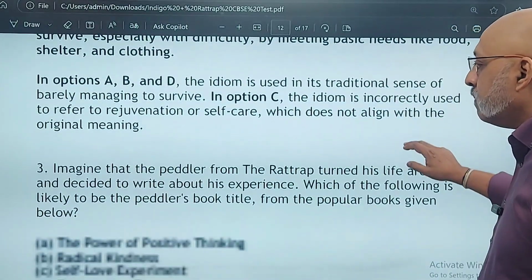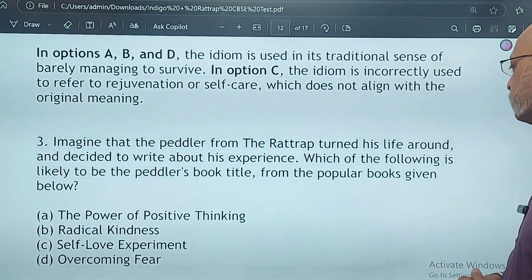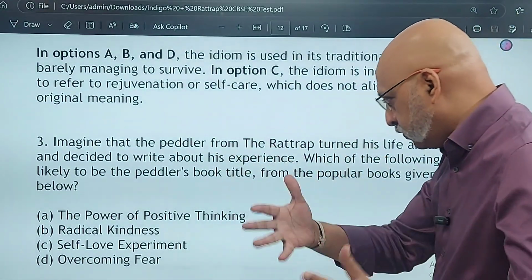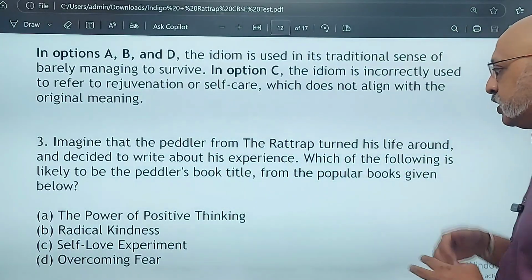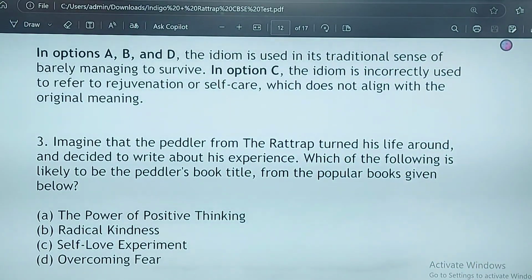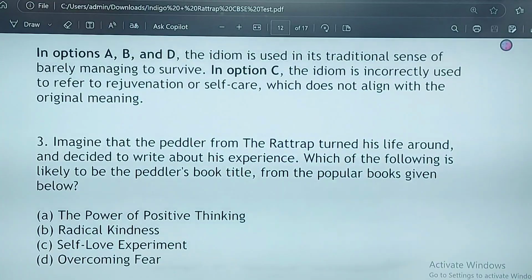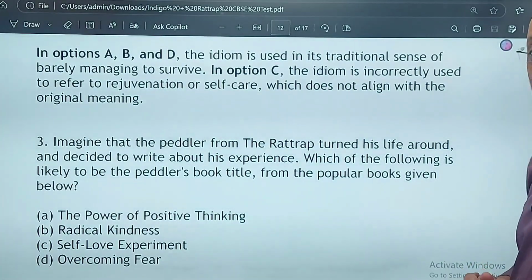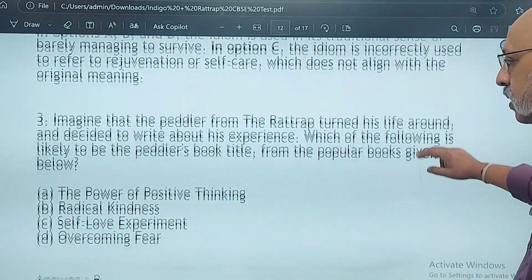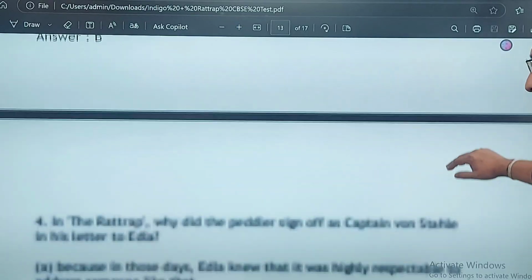Okay. Imagine that the peddler from The Rattrap turned his life around and decided to write about his experience. This is from one of the papers released by the CBSE. Which of the following is likely to be the peddler's book title from the popular books given below? The Power of Positive Thinking, Radical Kindness, Self-Love Experiment, or Overcoming Fear? The correct answer is B, Radical Kindness.